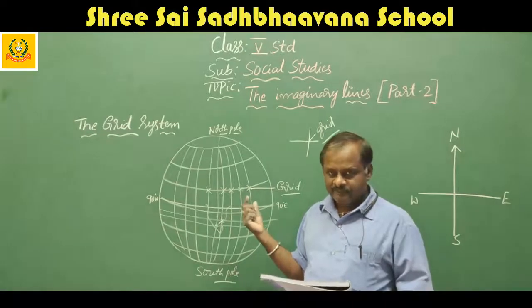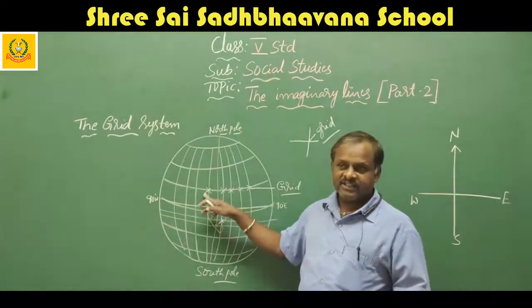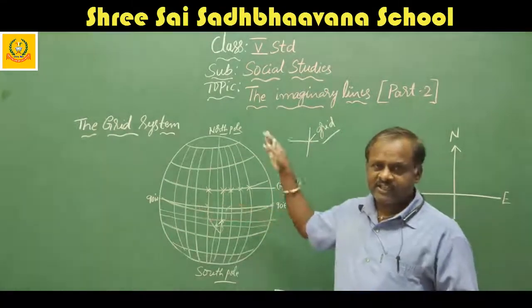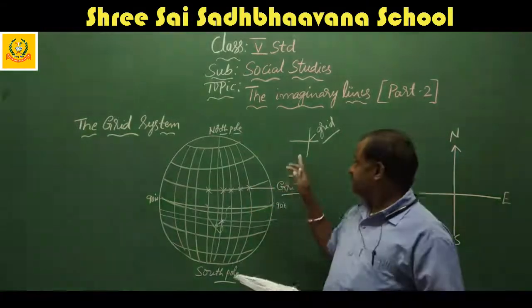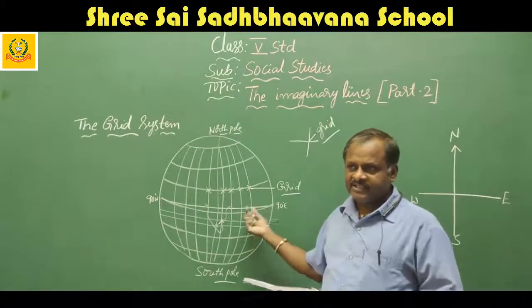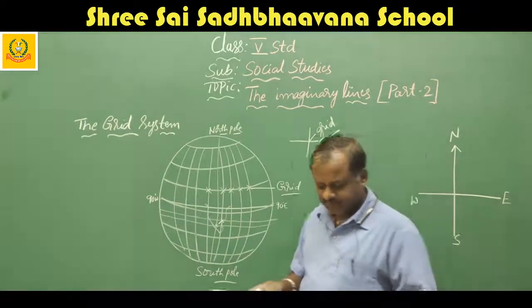I hope you understand the intersecting point. When the two lines, that is longitudes and latitudes, intersect each other, that point is called a grid point. That system is called the grid system. By this grid system, it is easy to locate the places.